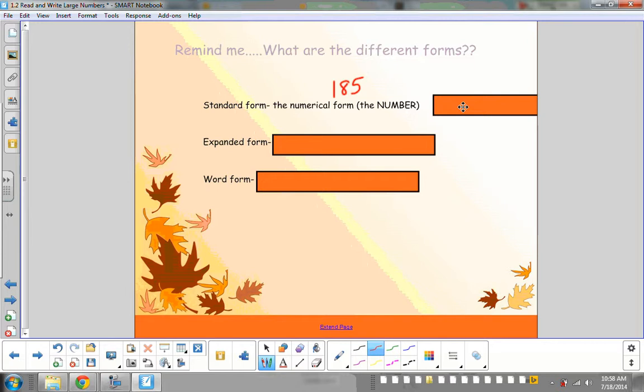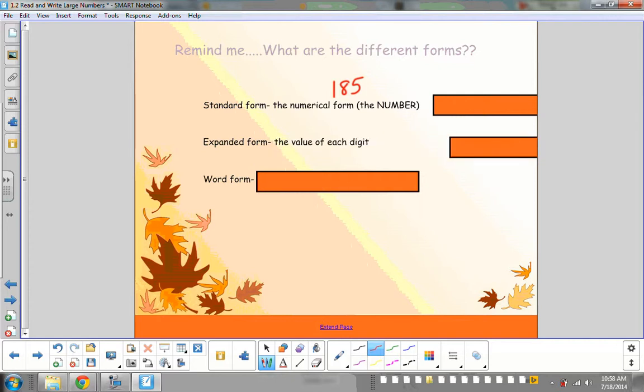Okay, so what is expanded form? What do you think about when you think of expanded? Expanded means to make bigger. So they want me to take 185 and make it bigger. We'll need to know place value in order to do that. So an expanded form is the value of each digit.